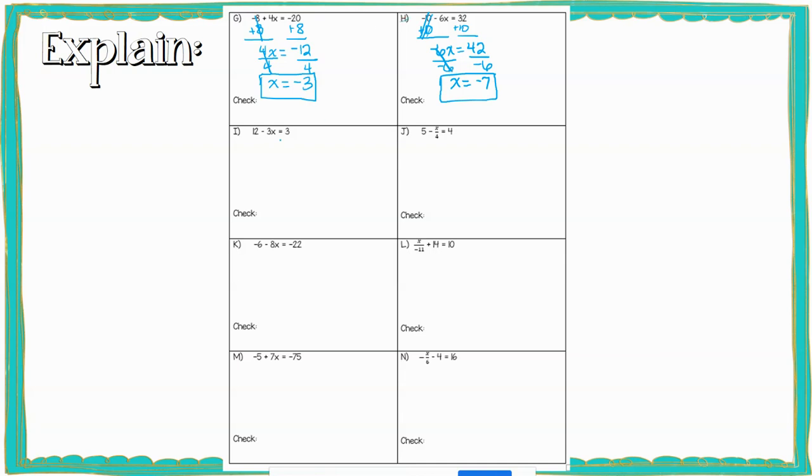I says 12 minus 3x equals 3. I know that I need to get rid of the 12 first. Well, I see that that's a positive 12. So the inverse of that is subtracting 12 from both sides.